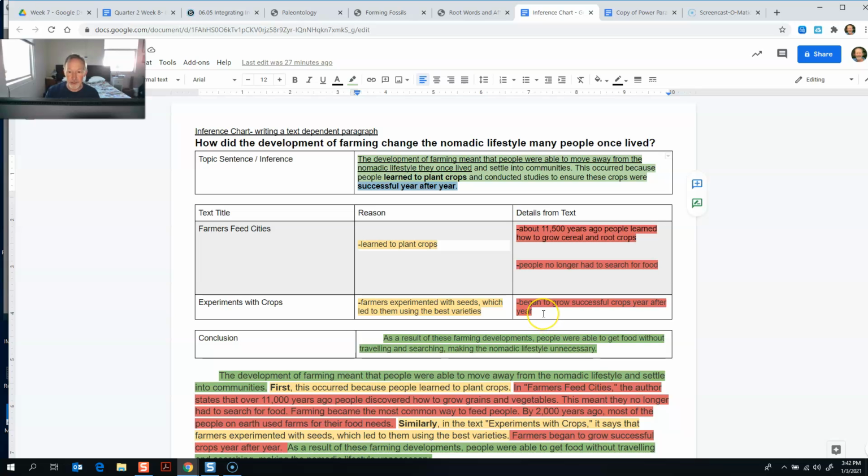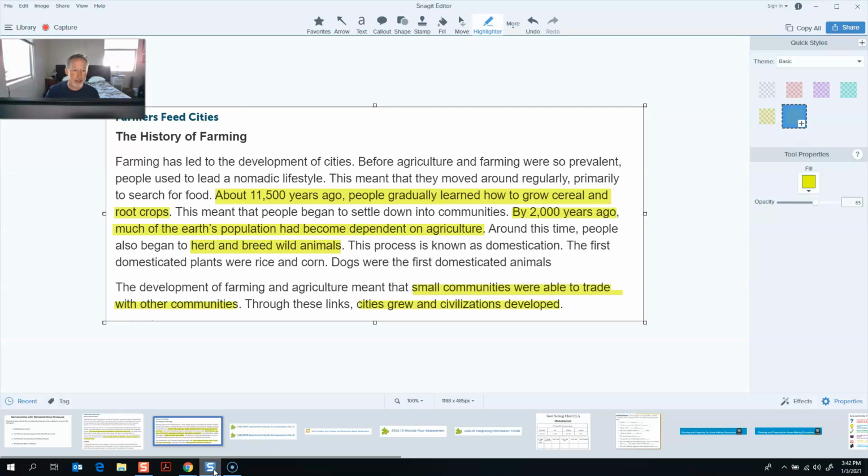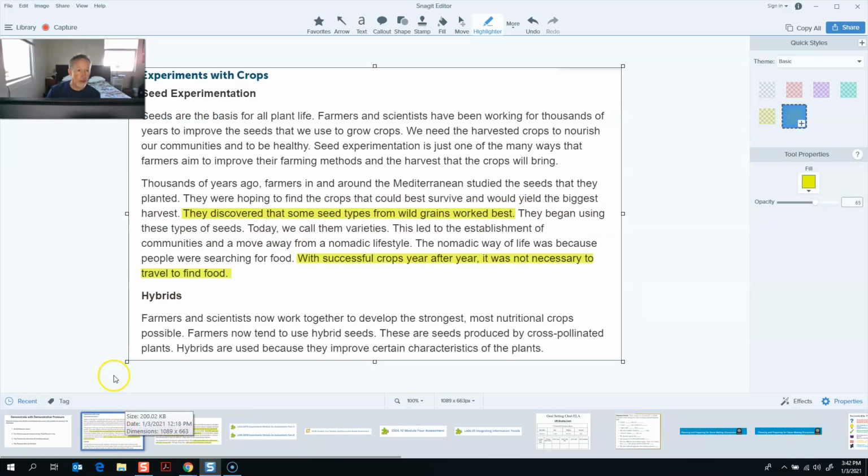Even teachers make mistakes. So here's where I got my information from, guys. This is the first one, the history of farmers feed cities. And you can see that I pulled information out from right there. That's what I want you to do as well. And then right here, I did the exact same thing on seed experimentation, where they developed seed types and then successful crops year after year. Let me go back to my lesson.